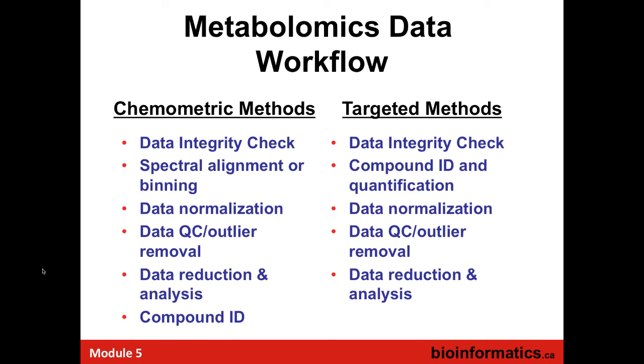So with the data workflow, and I mentioned this before, and I'll repeat it, there are differences in the workflow. For untargeted metabolomics, you'll look for the quality of the data. You check to see if everything was measured, if there are actually real values in your data matrix. Then you'll do all kinds of spectral binning and alignment. That's what we did with XCMS. There'll be some normalization, some quality control, outlier removal, then the statistics, data reduction, data analysis. And then when all is said and done, you're going to try and identify your features.